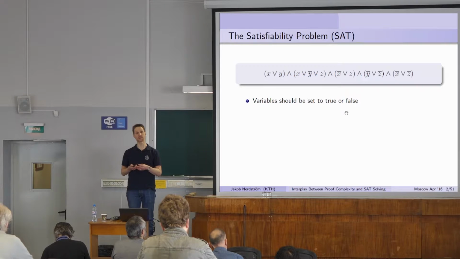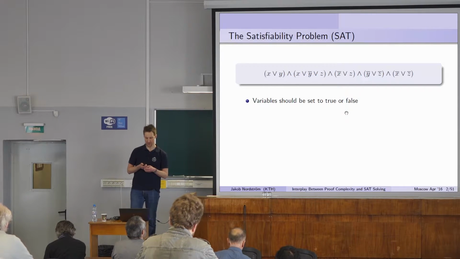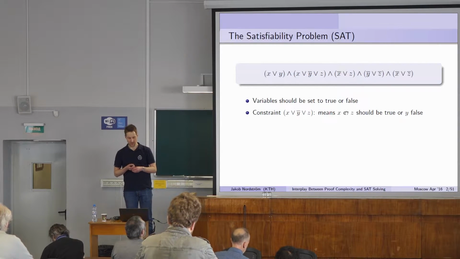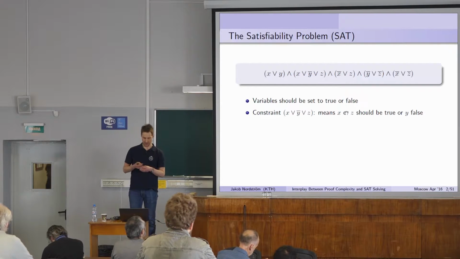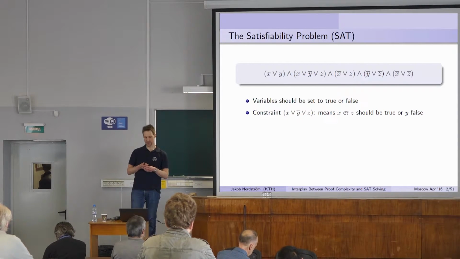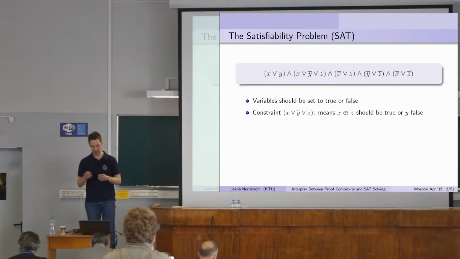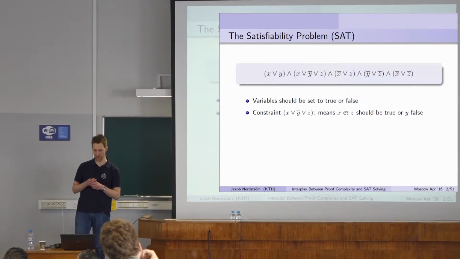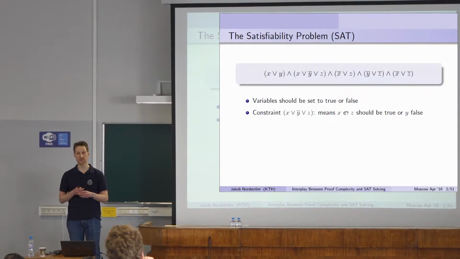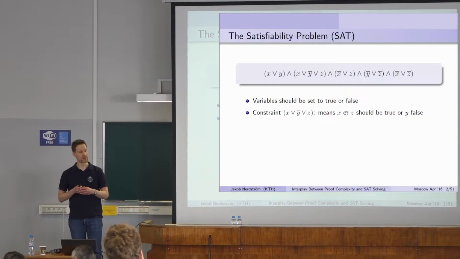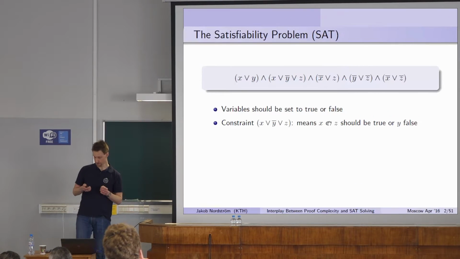So we have variables, they should be set to true or false. And then we have a bunch of constraints on these variables, where, for instance, the constraint x or not y or z just means that x or z should be true or y should be false. In order for the constraint to be satisfied, in particular, bar is negation.